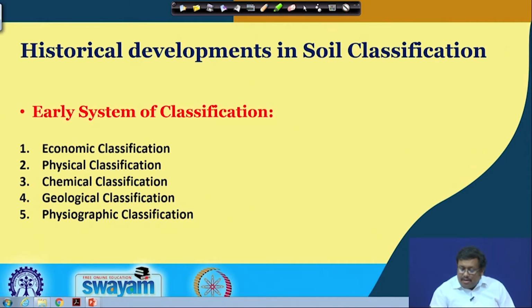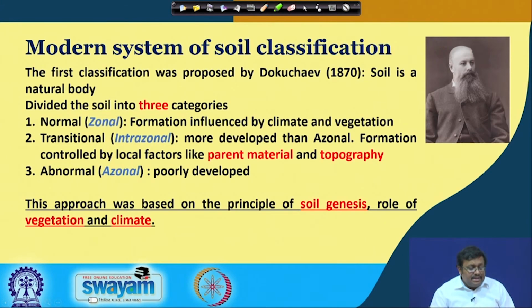So, as far as soil classification is concerned, the first modern classification was given by a Russian scientist named Dokuchev in the year 1870, and he is considered the father of soil pedology. He was the one who first considered soil as a natural body. Before that, soil was considered a weathered mantle of rocks.